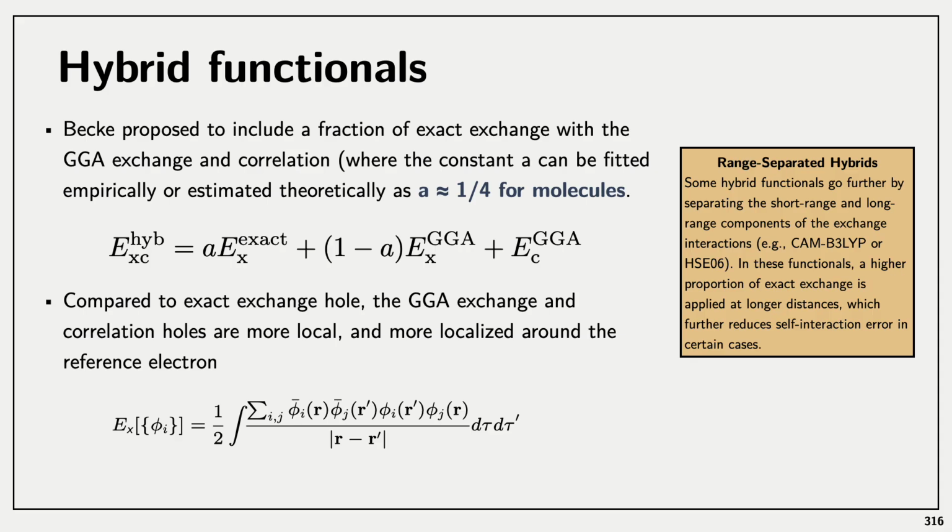In that case, you can, in fact, add more or less exact exchange, depending on how far you are from the nucleus. And that allows you to really capture the different phenomena, like for example, the asymptotic behavior, the interaction with nuclei, and things like that. And if anything, these range separated hybrids use more parameters, therefore they're expected to be more accurate.